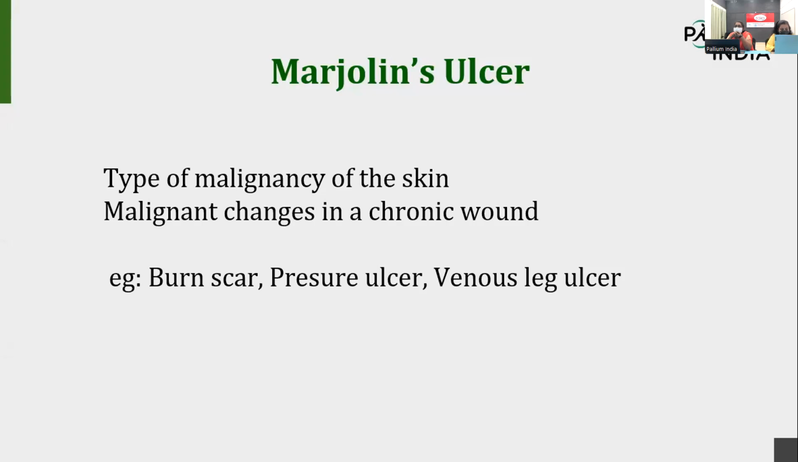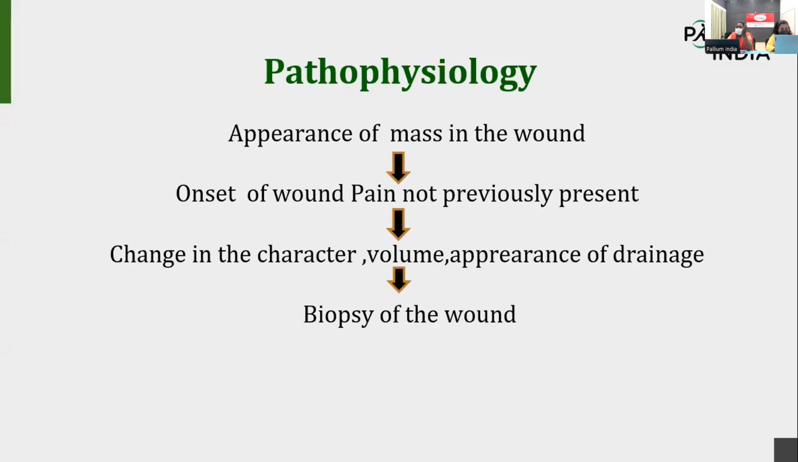So Marjolin ulcer is a type of malignancy of the skin. You can get malignant changes in chronic wounds like burn scar ulcer, pressure ulcer, venous leg ulcer. From such a chronic wound there is a chance of developing skin cancer. Okay. So here the pathophysiology is a little bit different. Usually, previously there is no mass present, then a new mass appears in the wound. From that mass, the patients experience pain, and also a change in the character, volume and appearance of drainage. It is not previously present.